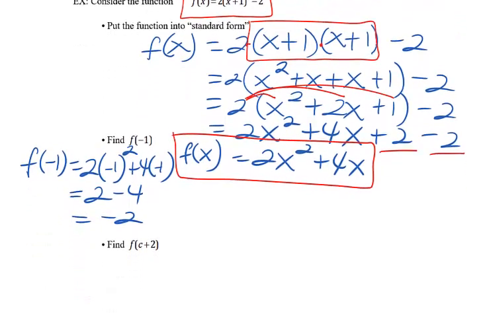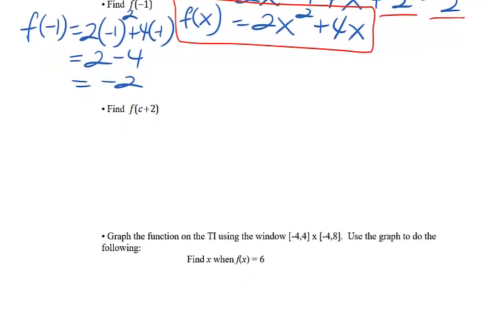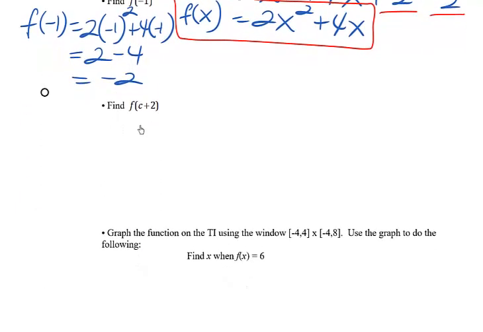The problem underneath is very similar, just a little bit funnier looking. So now it says find f of c plus 2. Exactly the same idea. It just means go to the function. And this time, instead of sticking in a simple number, I'm sticking in this expression c plus 2. I just need to replace each x with c plus 2.